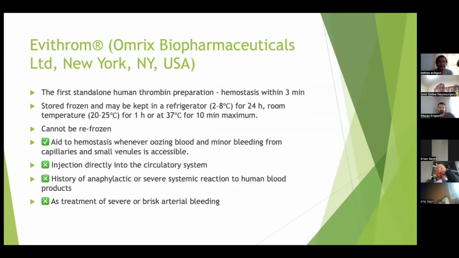Other products that use thrombin are Evithrom. Evithrom is the first standalone human thrombin preparation and achieves hemostasis within 3 minutes. But it has to be stored frozen and kept in a refrigerator. If you are keeping it at room temperature, it has to be used within 1 hour. It cannot be refrozen. It aids hemostasis whenever oozing blood or minor bleeding from capillaries and small venules is accessible. It cannot be injected directly into the circulatory system. It cannot be used if there are severe anaphylactic reactions to human blood products, and it cannot be used as a treatment of severe or brisk arterial bleeding.